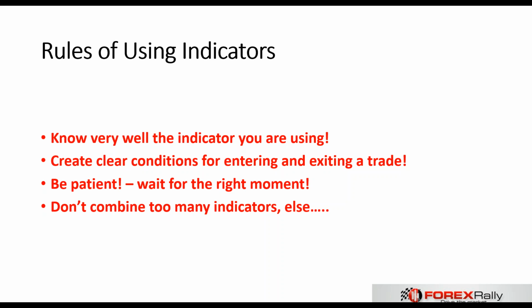Now, getting back to our second rule, create clear conditions for entering and exiting a trade. I told you, for each type of instrument, for each type of tool, for each type of indicator, you have some conditions. You need to respect those conditions while trading. If you are not respecting them, you are not getting the right signals from the market. You may enter the market too soon or too late. This is why you need to be patient. Wait for the right moment.